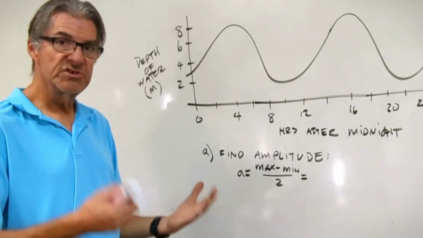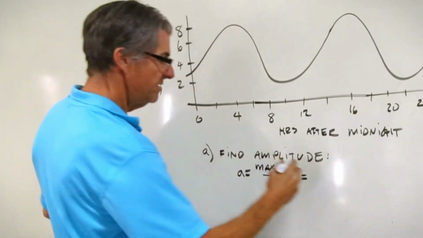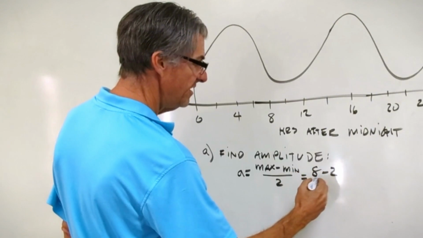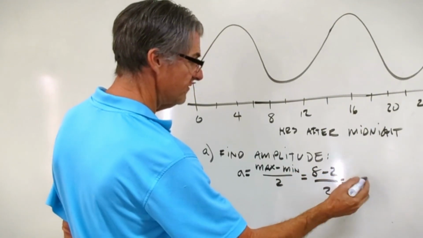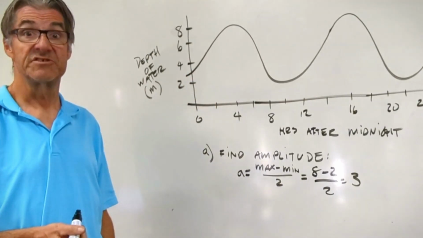So a more plug-and-play approach is to just figure out the maximum, which would be 8, minus the minimum, which is 2 off of our graph, over 2. So that's 6 over 2, or 3. So our amplitude for this function is 3.